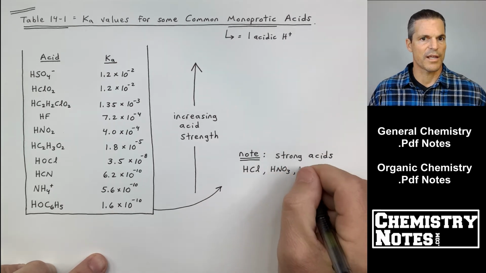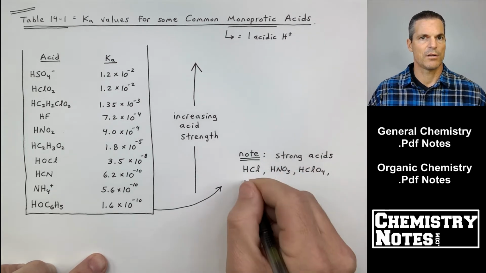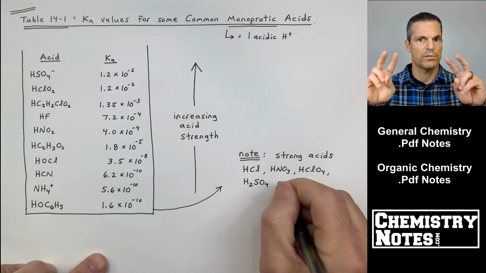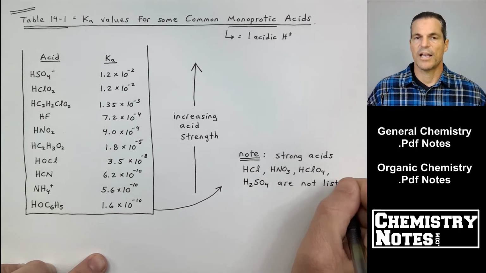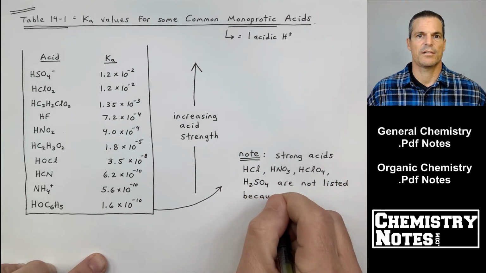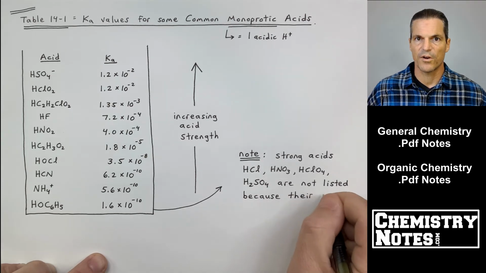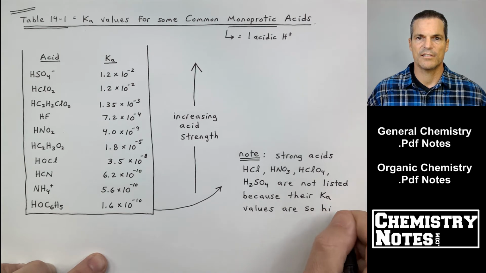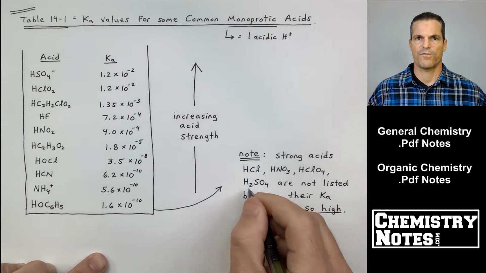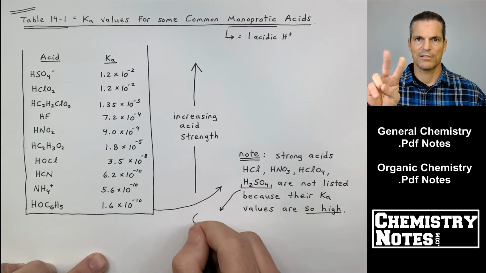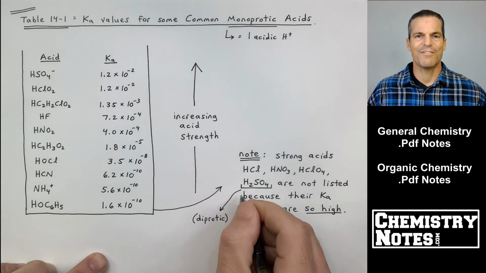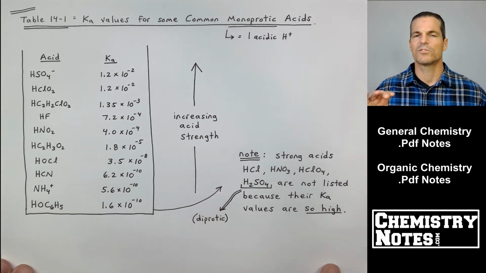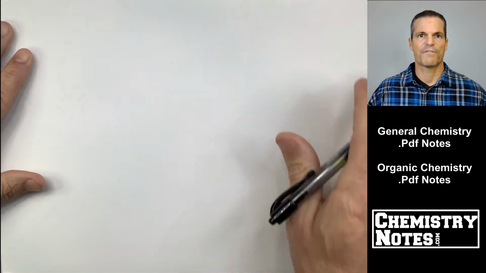The real strong acids, and look at my side note here, the actual quote unquote strong acids like hydrochloric, like nitric, like perchloric, like sulfuric acids, those four, HCl, HNO3, HClO4, H2SO4, which is diprotic, by the way, can donate 2 protons. They're not even listed because their Ka values are so extremely large that they're off the charts.